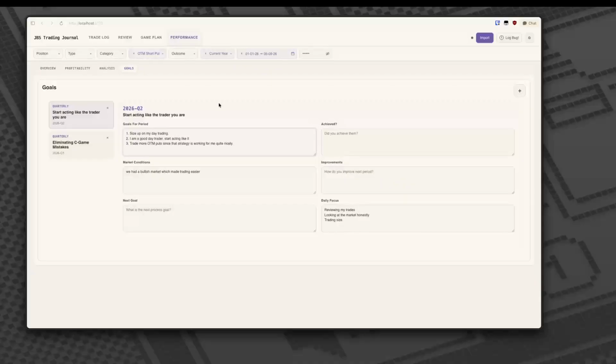So overall, I think my Q1 was fine. It wasn't where I wanted to be, but it did light a fire and made me start acting like the trader that I know I can be, which is a big mental shift. And second, I think making this journal has actually been helpful because it gives me the tools to better analyze and review my trades.